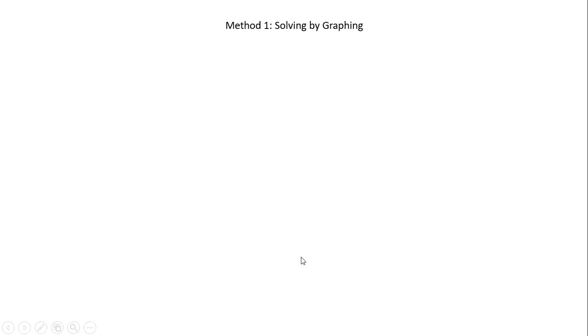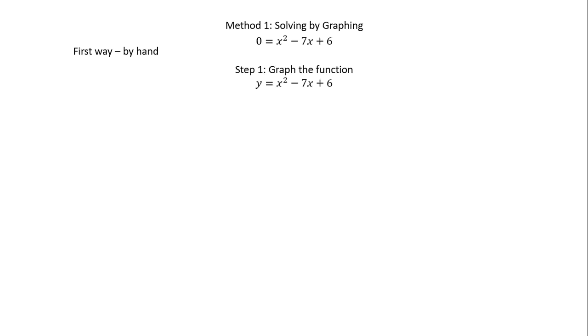So, solving by graphing, first we want an equation, 0 equals x squared minus 7x plus 6. Notice we get everything over to one side, so even if it was all spread out, x squared plus 6 equals 7x, set it equal to 0. Then we're going to graph it by hand. First, we need to change that 0 into y equals, so we can actually graph it, so we have a function instead of just an equation. y equals x squared minus 7x plus 6.